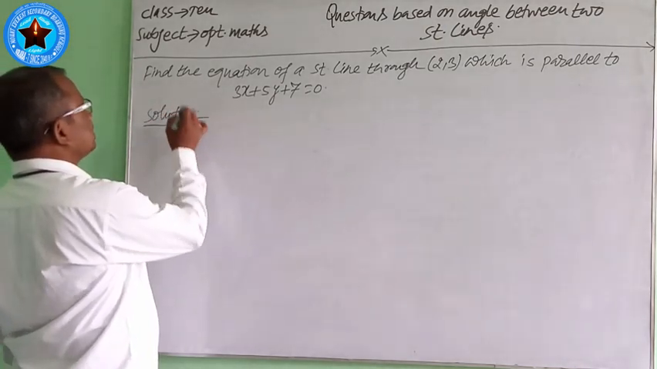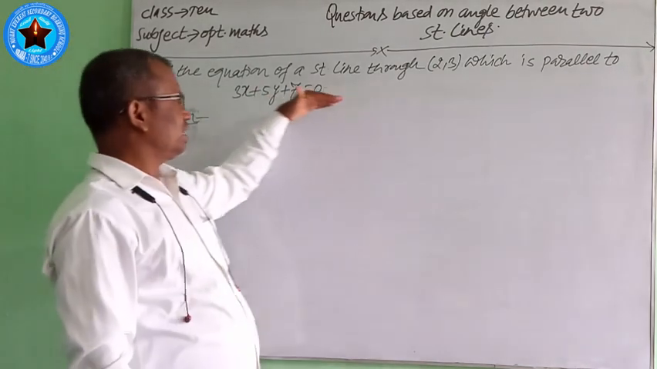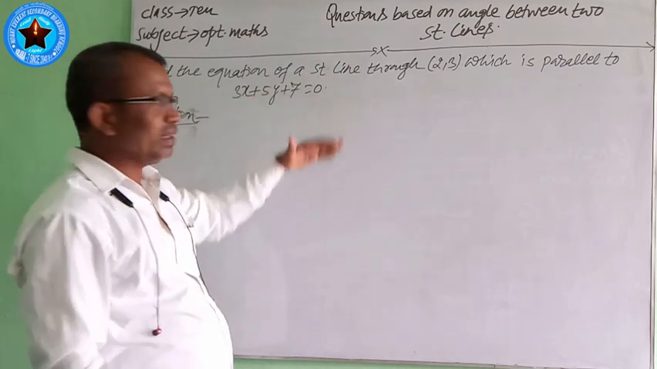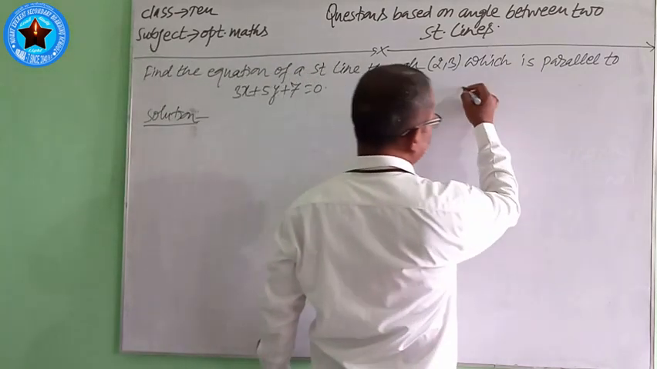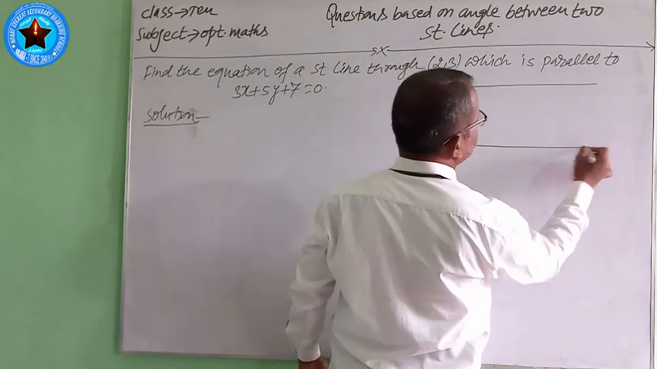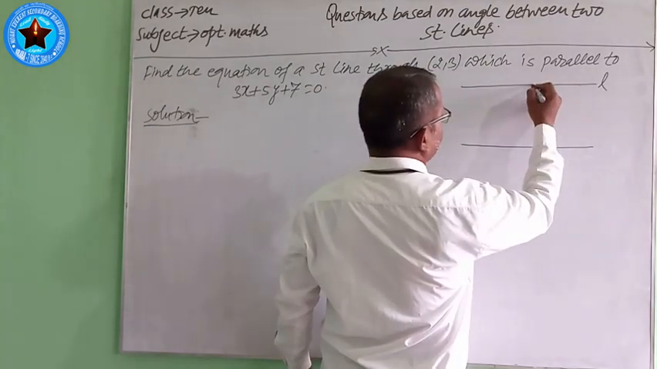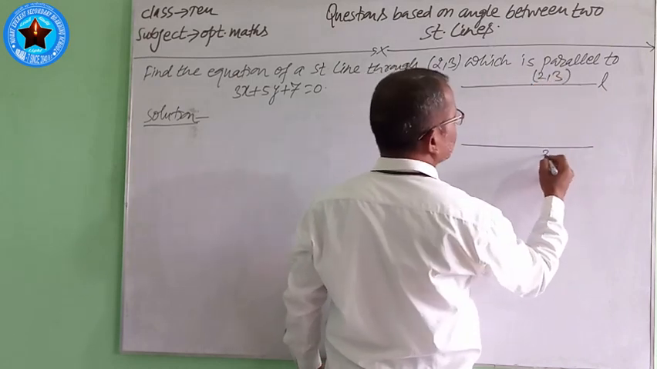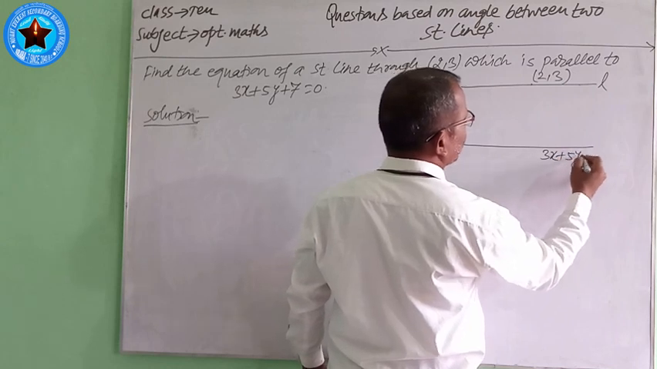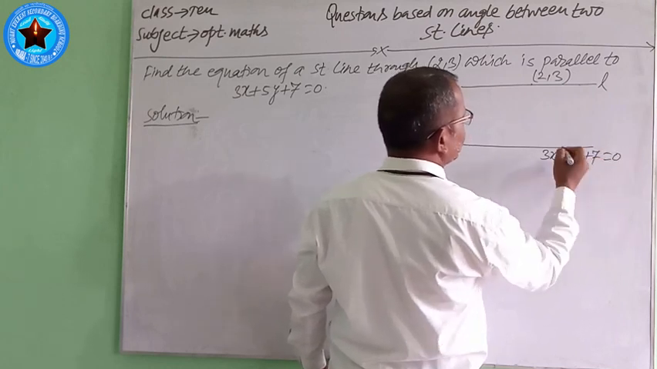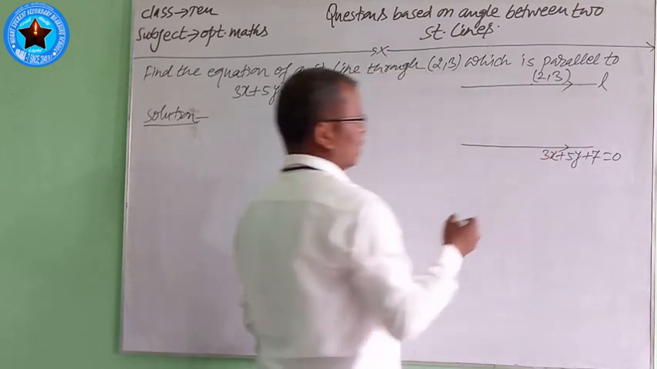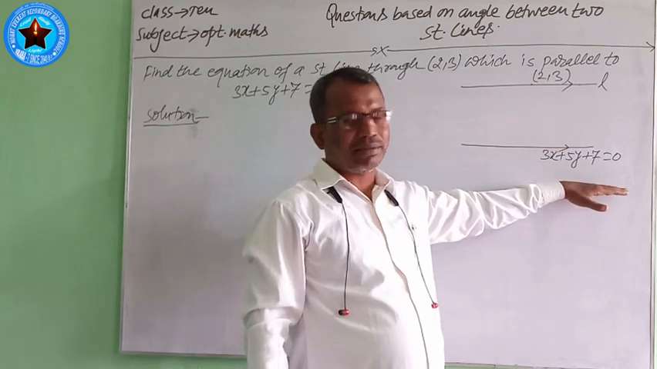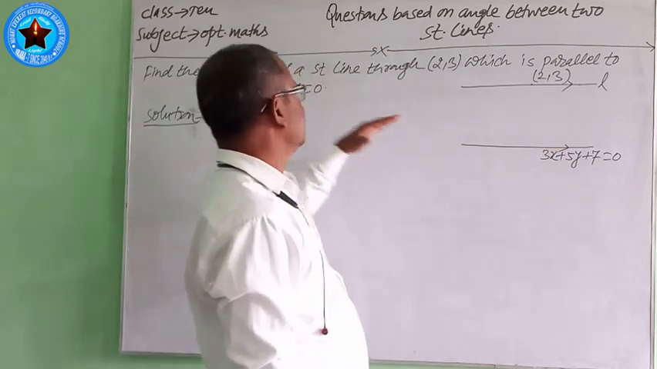I have formulated a question. Find the equation of a straight line through (2, 3) which is parallel to 3x plus 5y plus 7 equals 0. Here are two straight lines: 3x plus 5y plus 7 equals 0, and straight line L. This straight line L through (2, 3) is parallel to 3x plus 5y plus 7 equals 0.